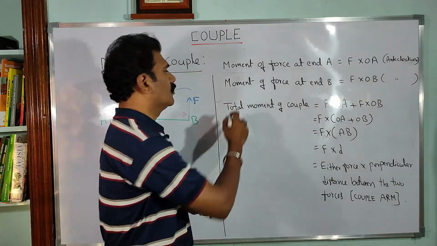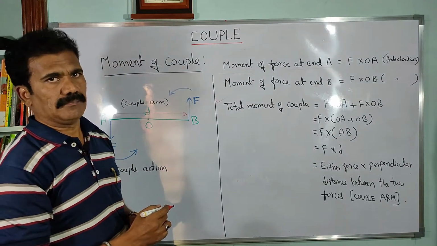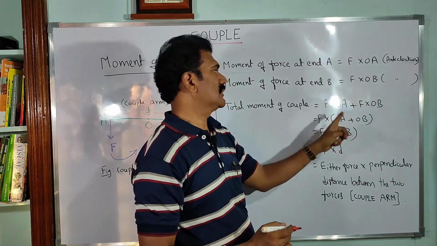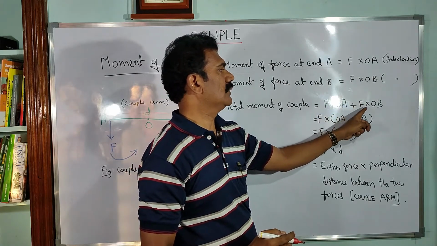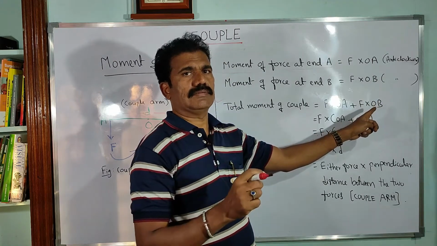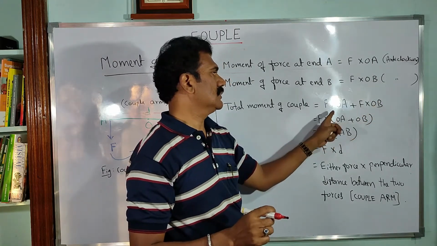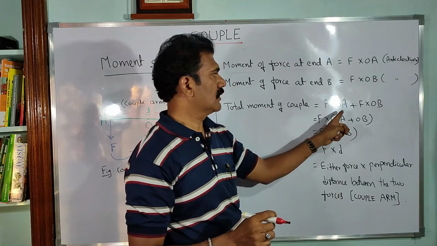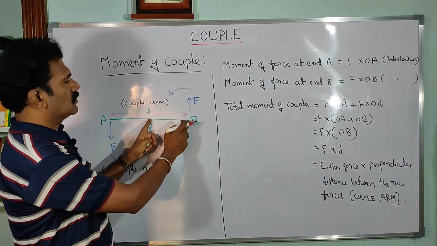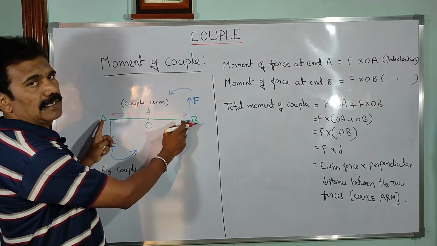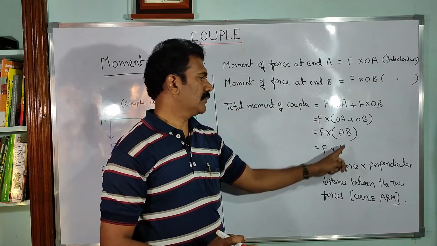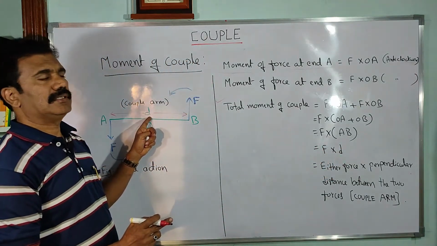Then what is the total moment of the couple? You have to consider the algebraic sum of the above two moments, that is F into OA plus F into OB. In both the cases F is constant, that is, equal magnitude force, so you can just take F common, left with OA plus OB. In the diagram OA plus OB will give the total length of the arm, that is AB, correct? So AB can be considered as D, the separation D.